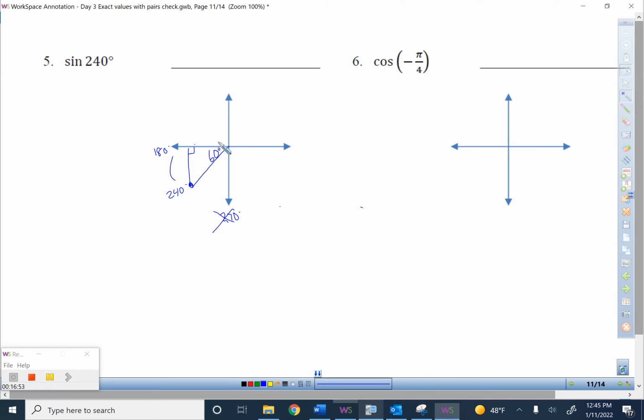From there, same process as before. We fill out our sides. Radical 3 is across, 2 is hypotenuse, 1 here. And then we go from the origin, left and down would be negative and negative, to fill out our final answer. So for SOHCAHTOA here, we're going to have opposite over hypotenuse being negative square root of 3 over 2.